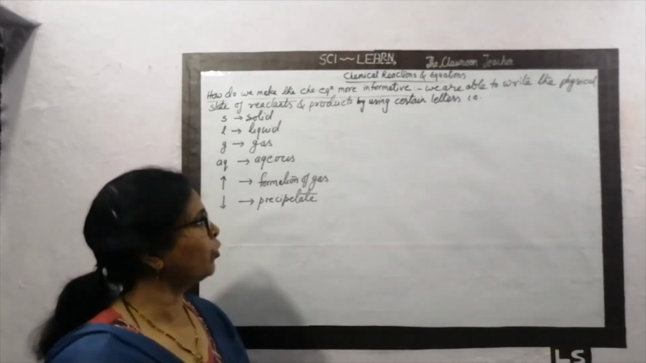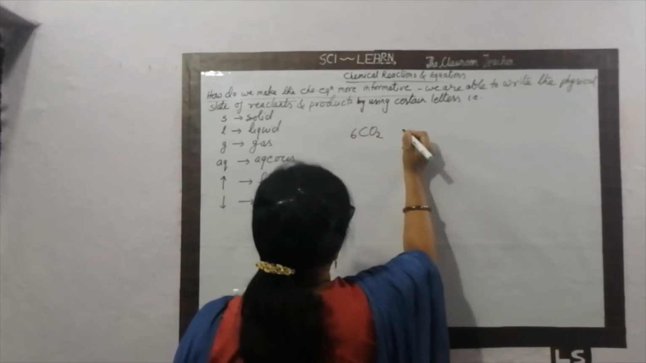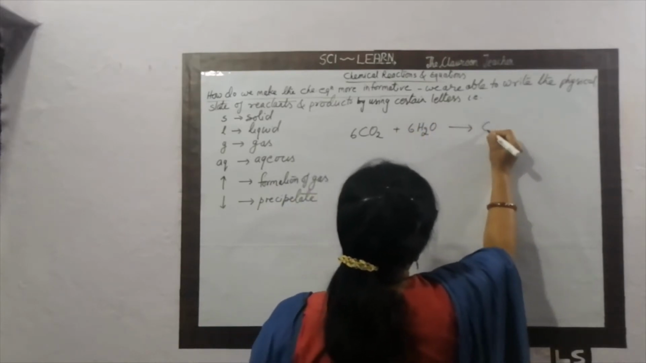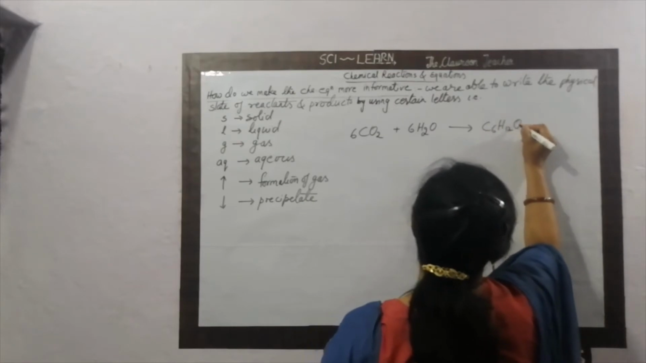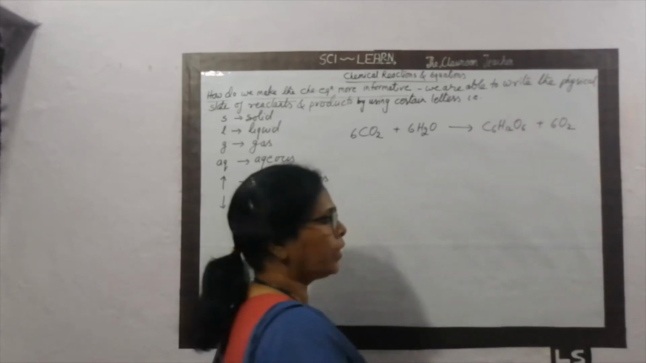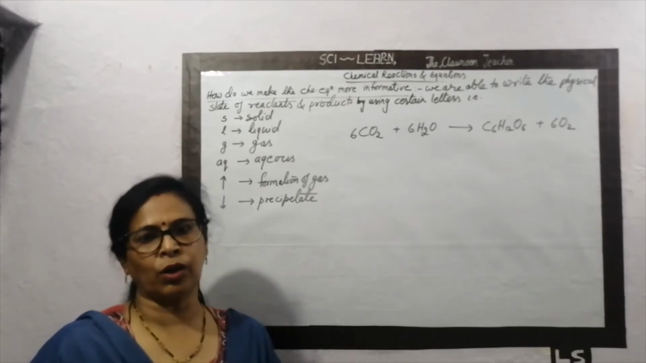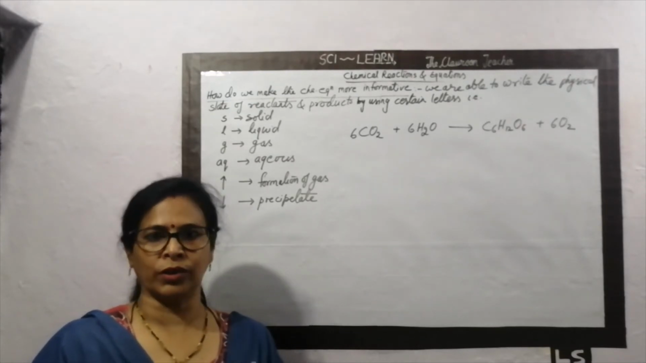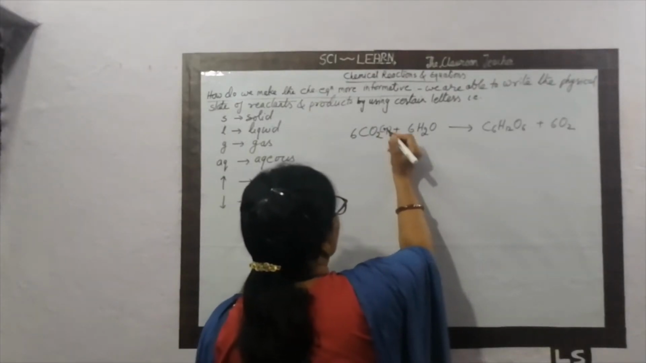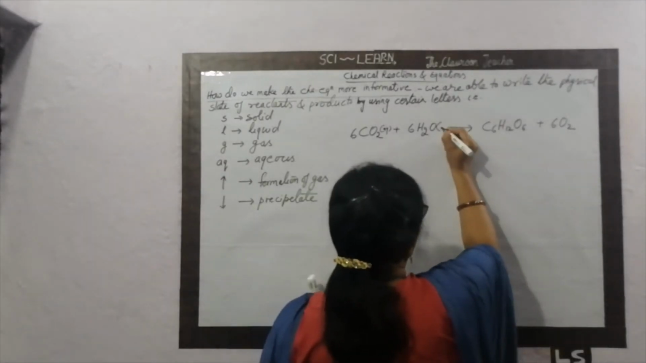For example, what happened in the photosynthetic reaction? 6 carbon dioxide combines with 6 water to form C6H12O6 plus 6O2. What about the carbon dioxide? This carbon dioxide is dissolved in water, so the state is aq, aqueous. What about water? Water is always liquid, so we have to write here l.